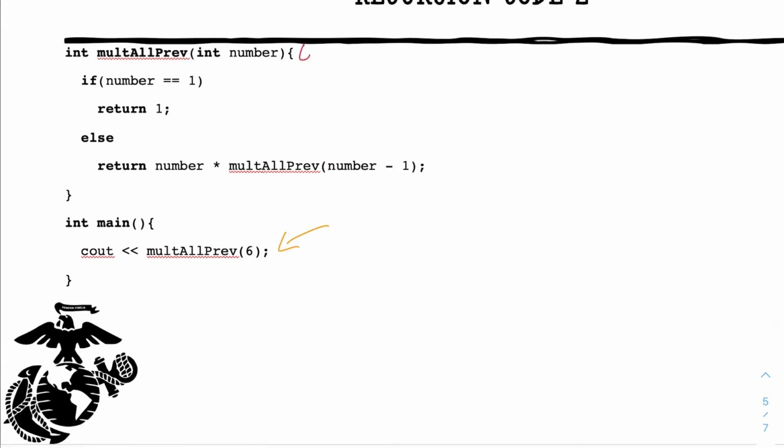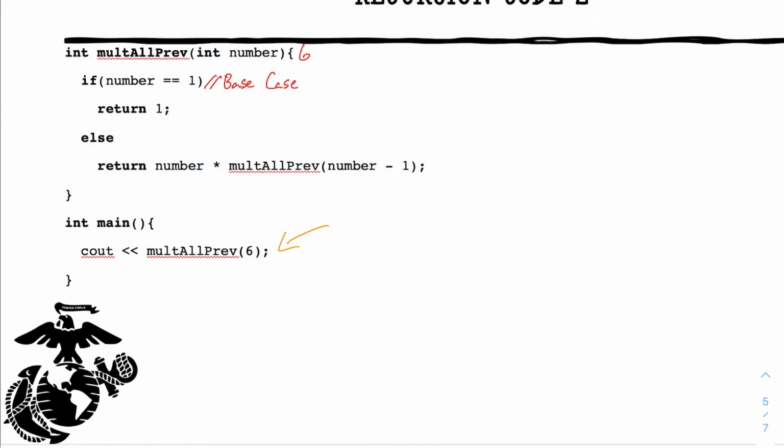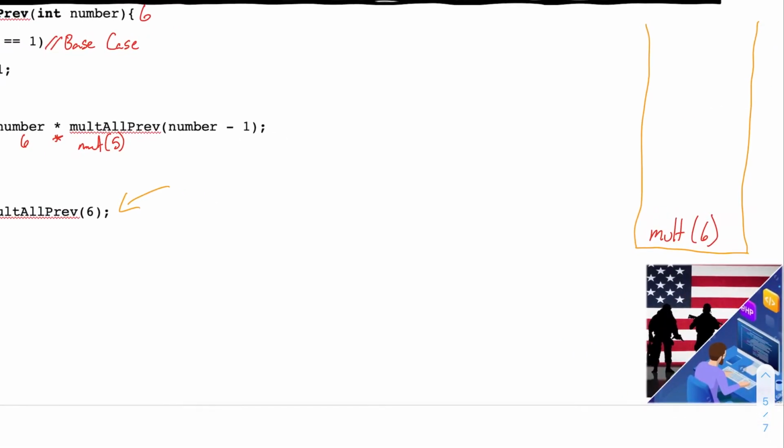So now we know that number equals 6. This is our base case. Same base case, when number equals 1, we are going to break out of it. So 6 equals 1, that is false. Let's go to our else. We have 6 times mult of 5. So I'm going to jump through this very quickly, and I'm going to tell you that we're going to call on mult of 5, and then we're going to call on mult of 4.